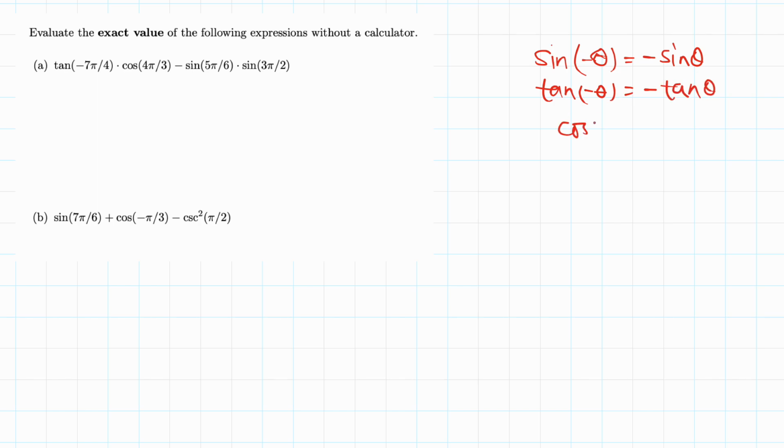But cosine is an even function. Cosine of negative theta will be just cosine theta. So this is simply negative tangent 7 pi over 4. And these angles, we are not supposed to use a calculator. That means let's find these values using a unit circle.